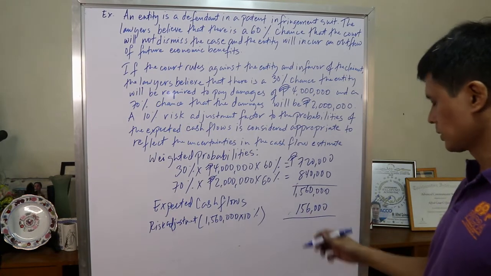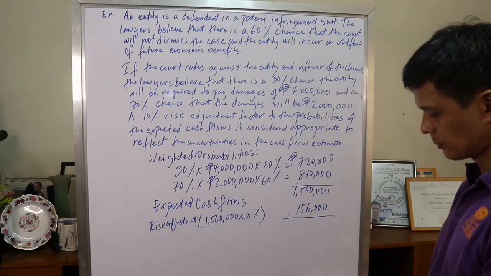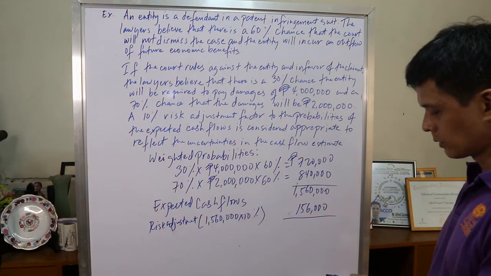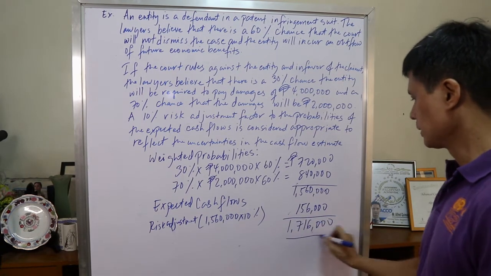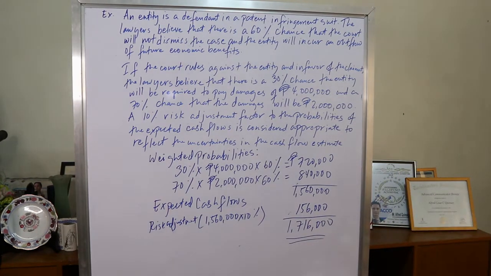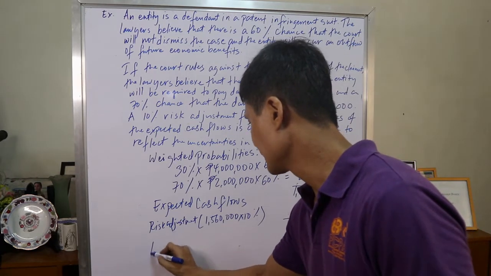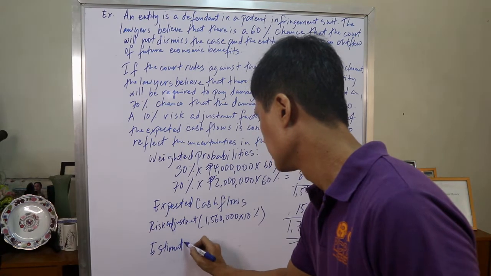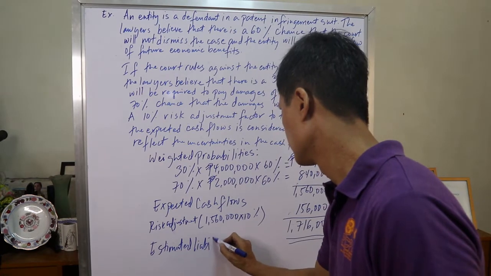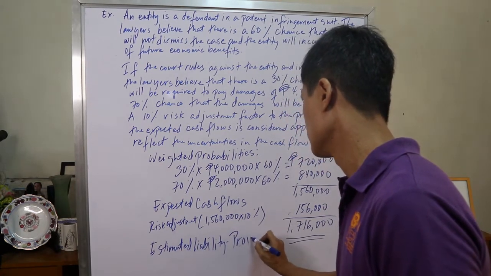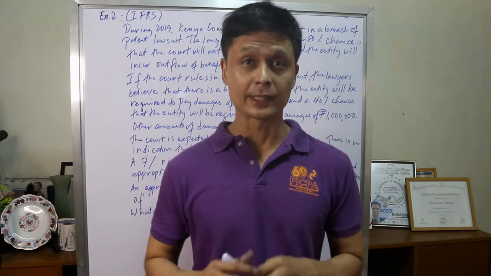So i-add lang natin yan. So this would be 1,560,000 plus 156,000. You will have yung total provision. This is the 1,716,000. So this would be your estimated provision, okay? Liability. Okay, provision. Which is accrued, no? Okay. Let's go now to the second example, no?